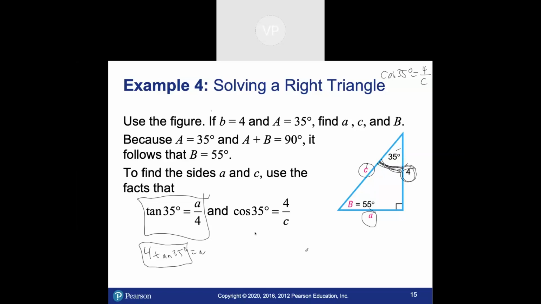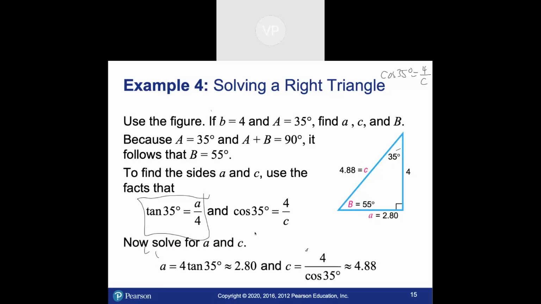Just going to save this up on the right. So to show you how they're getting these pieces here. So you see, for the A, the thing I just erased, we had the 4 tangent of 35 degrees. So in your calculator, you take 35 degrees, take the tangent of it, take that answer, multiply it by 4, that's where you get the 2.8.